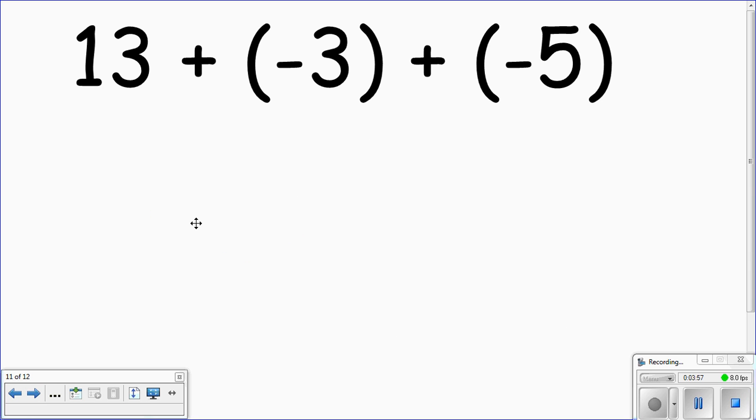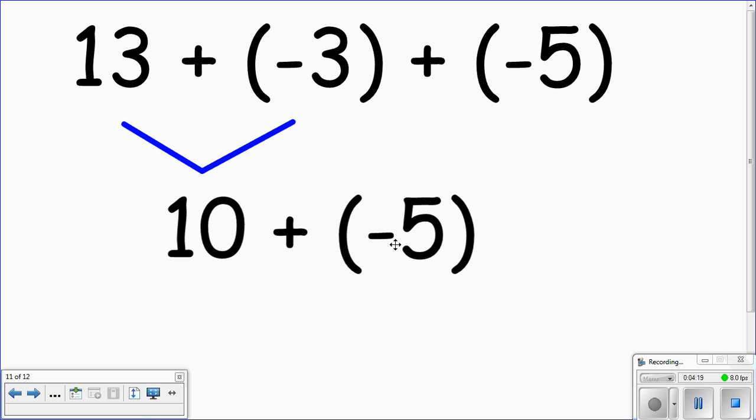My last example is 13 plus negative 3 plus negative 5. I'm going to start with 13 plus negative 3. These do not have the same sign, so I'm going to subtract their absolute values. 13 minus 3 is 10. This has the greater absolute value, so the answer is going to be positive 10.